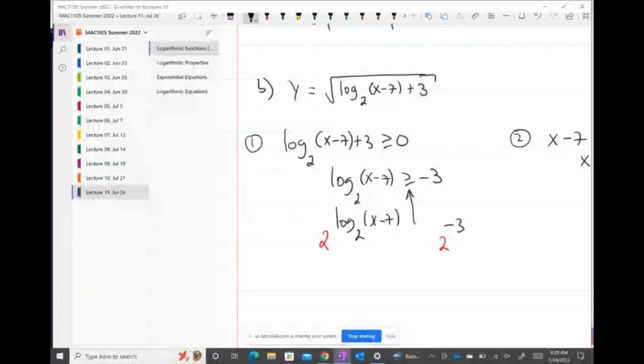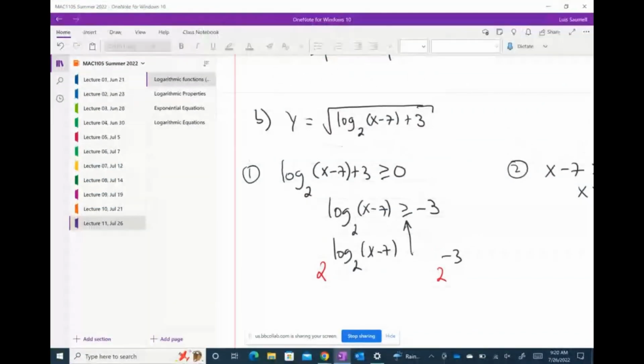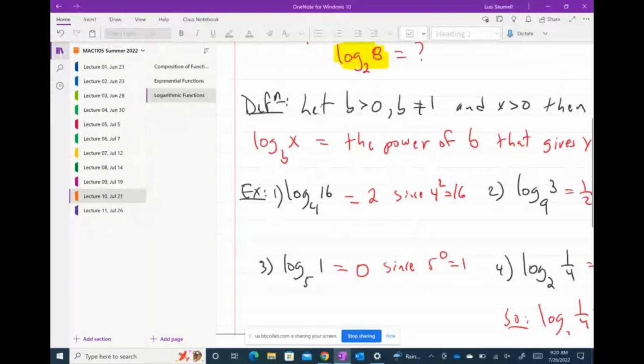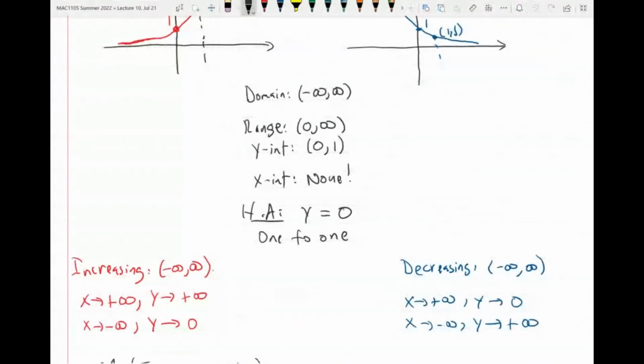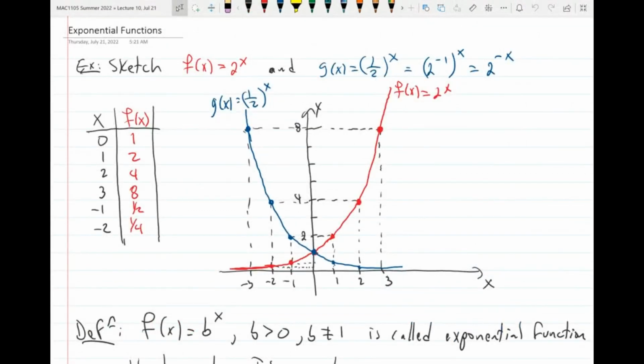I don't want to write the whole thing again, so let me just bring it here. What do we know about the function 2 to the x? It's the red graph, right? In particular, this is an increasing function, right? So what does it mean to be increasing? Graphically it means that the picture is going up, but it also means that whenever you give it 2 inputs, if x1 is less than x2, then y1 is going to be less than y2.